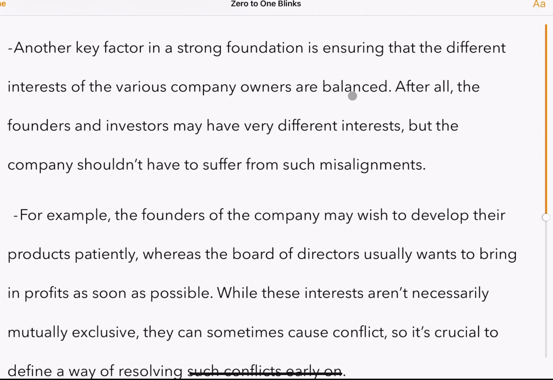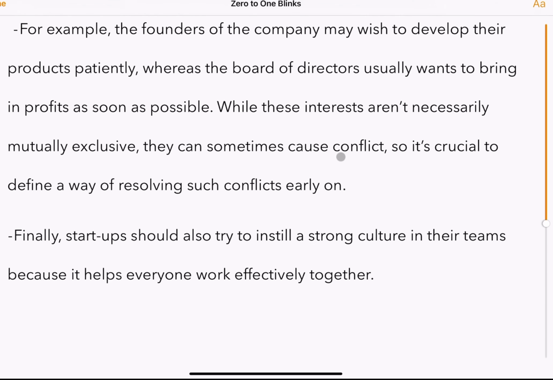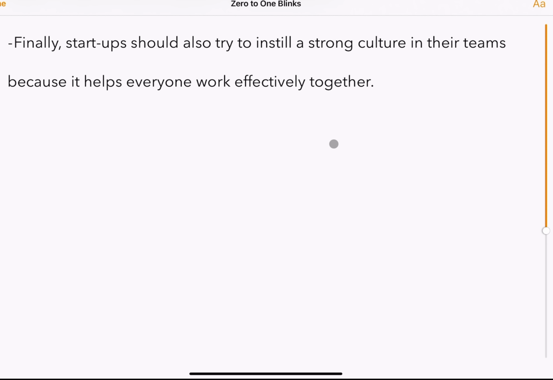Well, Peter Thiel is saying here, the founders and investors may have different interests, but the company should not suffer from such misalignments. So in this example, the founders of the company may want to develop their products patiently, but the board of directors or someone coming in trying to do a hostile takeover, or even not a hostile takeover, just investors in general might want profits as soon as possible, but those interests aren't mutually exclusive and they can sometimes conflict. So it's crucial to find a way to resolve the conflicts early on. And how did Palantir do that? They said, we co-founders are going to have the majority voting rights. If you don't believe us, don't invest with us. So that was pretty easy and definitely something that Peter Thiel weighed in on.